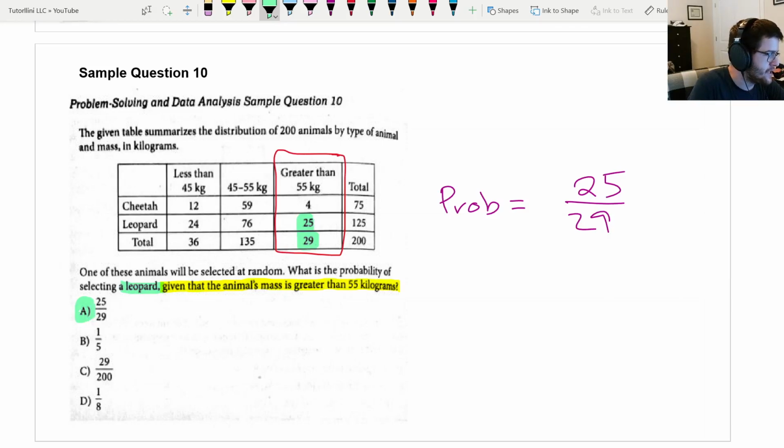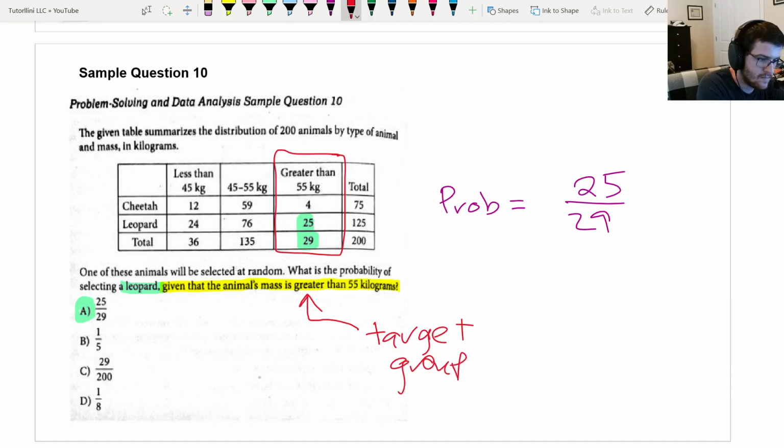So yeah, pay very close attention. When you see a two-way table on the SAT, not always, but a lot of the time it's asking you to look at some target group. So it might say, oh, if a leopard is selected at random, then that means you look at the leopard row and nothing else. So always make sure you pay close attention to that. There's probably more formal names for it, but I call it a target group. Great, let's keep going.